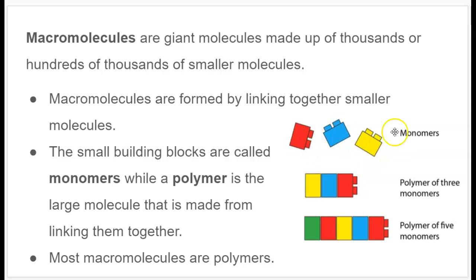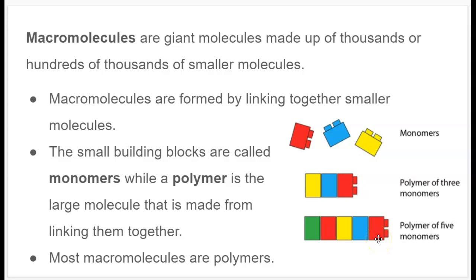So we have a bunch of these smaller compounds and they get put together. Okay, they get chemically bonded together and they start to form bigger structures. So once you put a bunch of monomers together, then it forms what's called a polymer. So think of the root word mer, which means part. Mono means one, so there's one part. Poly means many, there's many parts. So here's a polymer that is made up of 3 monomers. Here's a polymer that's made up of 5 monomers.